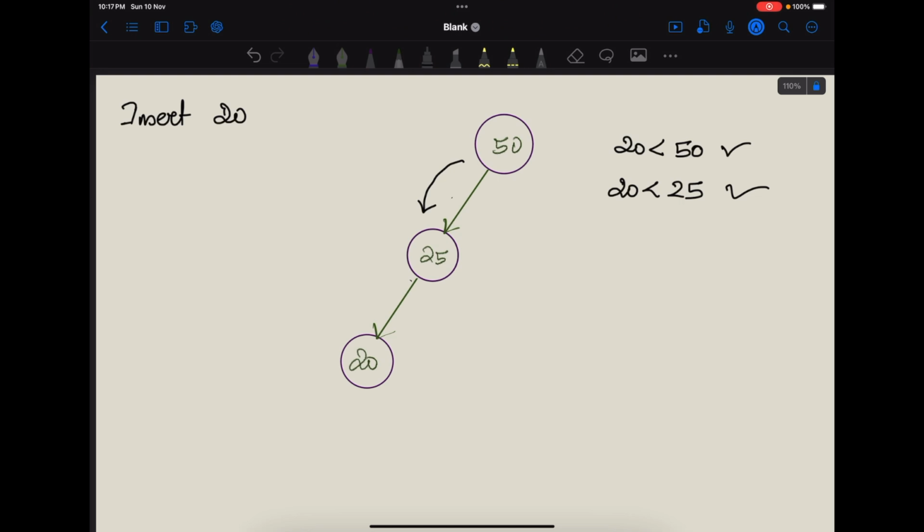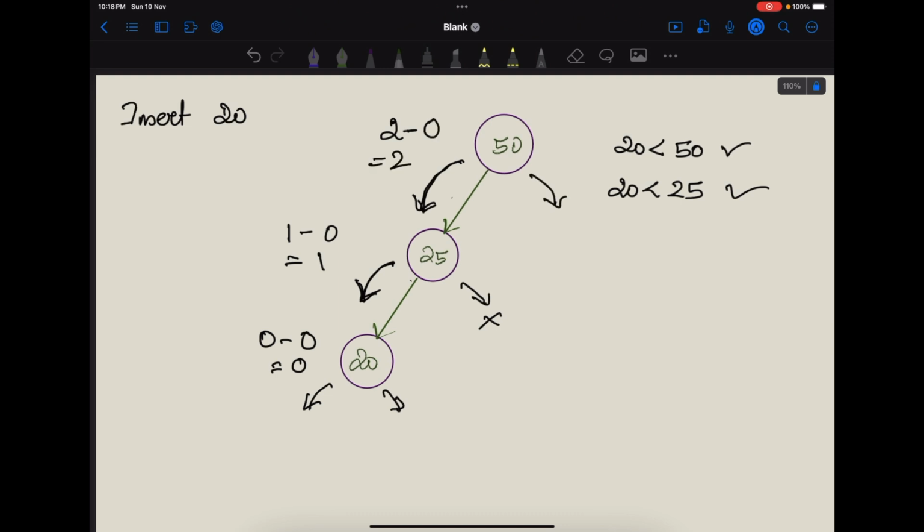Now you have to check the balance factor. For 20, there is no left or right, so 0 minus 0 is equal to 0. For 25, the left-hand side has only one level, so 1 minus 0 for the right-hand side, equal to 1. Now for 50, the left-hand side has two levels, so 2 minus the right-hand side, which is 0.